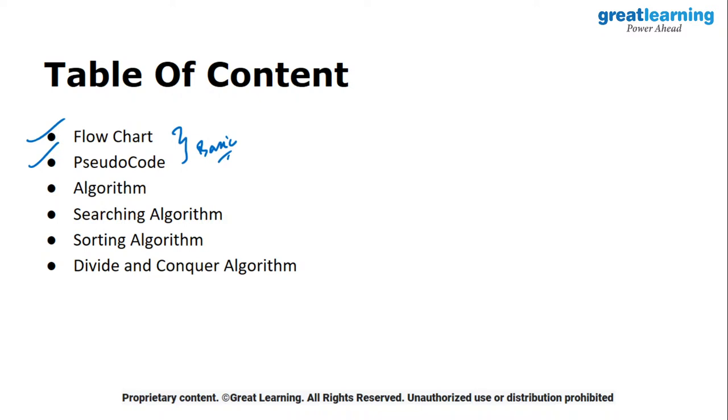Because these are connected, this is the first step, and based on this, you can create a pseudocode. Now, if your pseudocode is clear, then you can easily switch to an algorithm. So we'll see what these things are. These are the two building blocks.